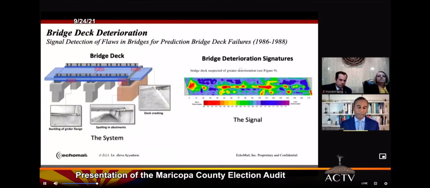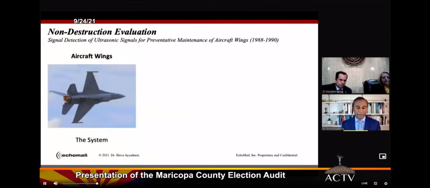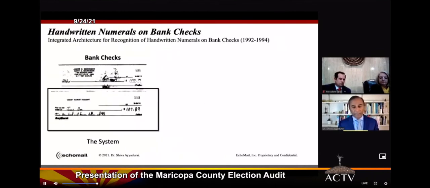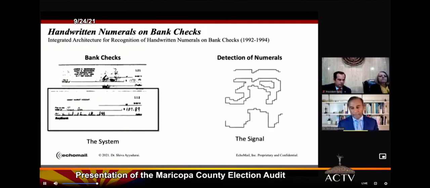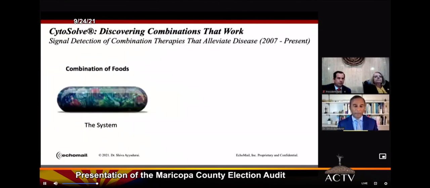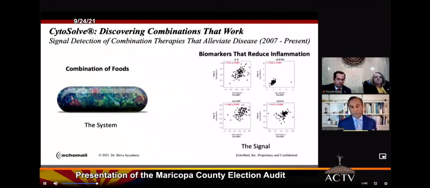Based on the signals, you're trying to predict what's going on in that bridge. And same if you look at an aircraft wing, without having to open it up, you look at these signals and you're trying to predict what's going on. And for many years, we did a project on looking at handwritten bank check numerals. And these different areas, including email, looking at what's inside of an email as a system, these are all pattern recognition problems. And in fact, if you look at food, trying to figure out, will this food cause different kinds of diseases?